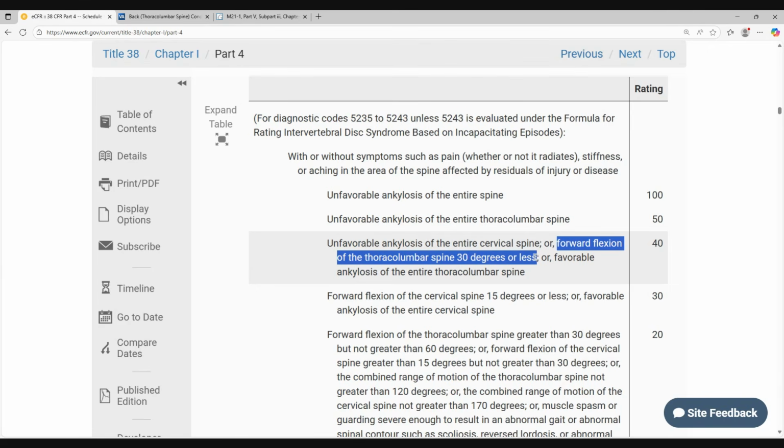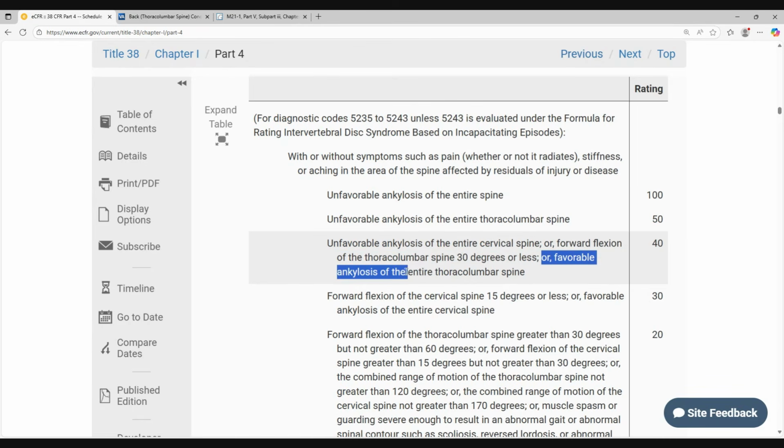less of forward flexion. So imagine, once again, you're with your back up against the wall and you try to touch your toes, but you can only go to less than 30 degrees forward. Or favorable ankylosis of the entire spine.